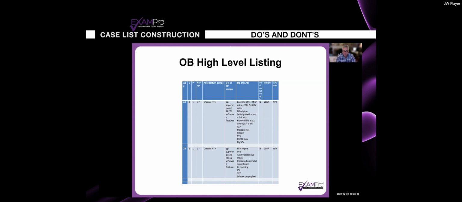And instead of mag sulfate, I put seizure prophylaxis. So seizure prophylaxis is basically the same thing, but it's a higher level listing. I mean, what do we use for seizure prophylaxis? Well, 99% of the time we use mag sulfate, but the question could come up, well, what if she were allergic to mag sulfate? Or what if she had myasthenia?